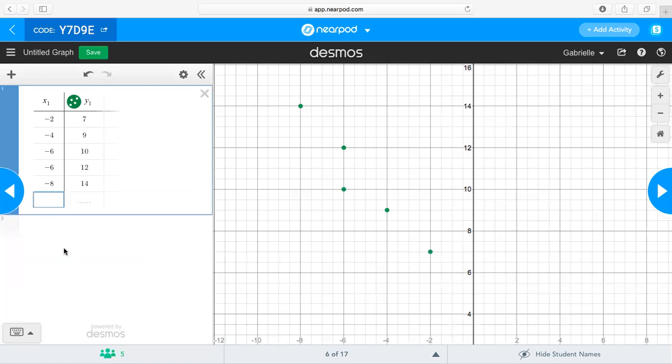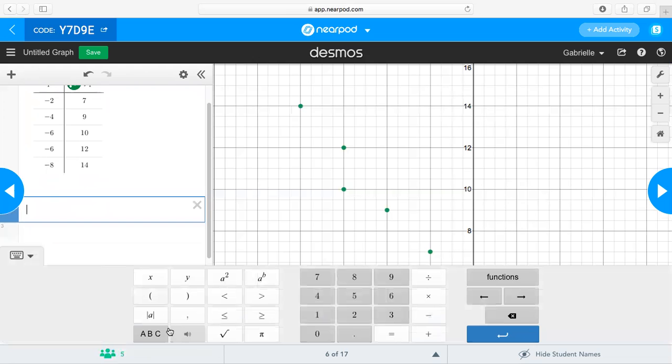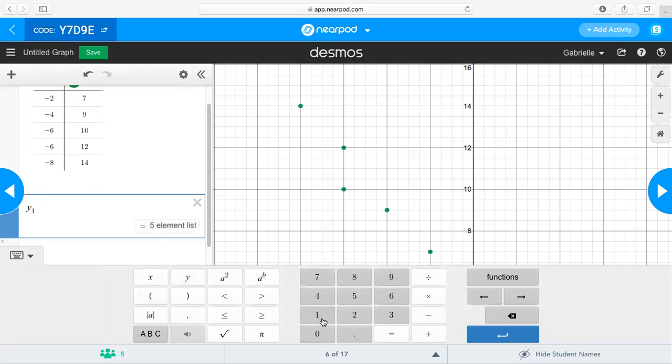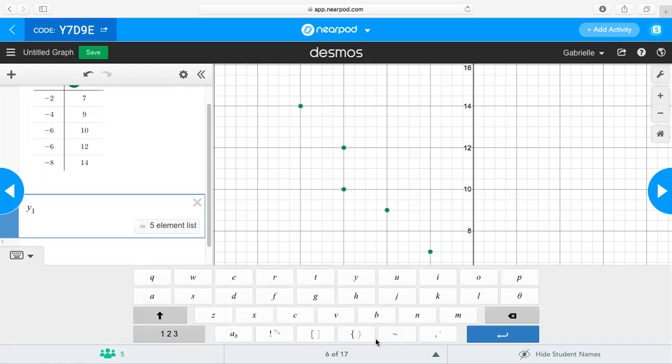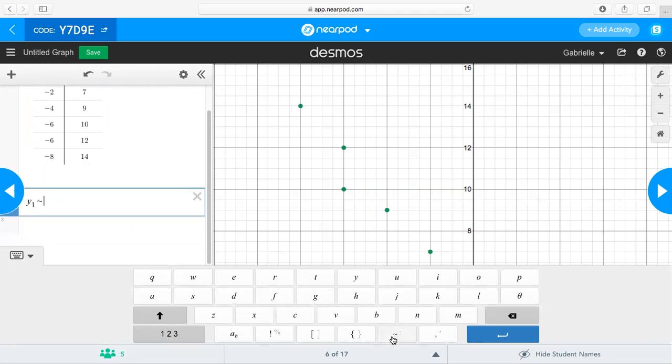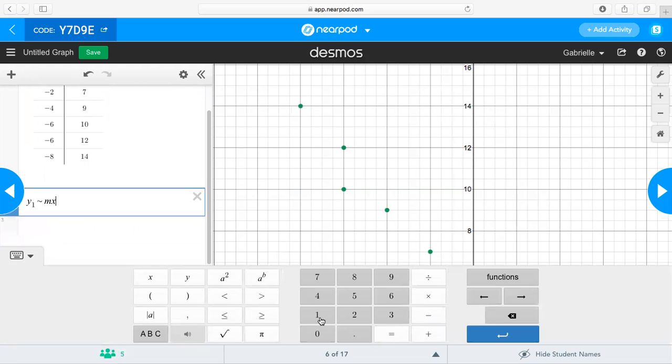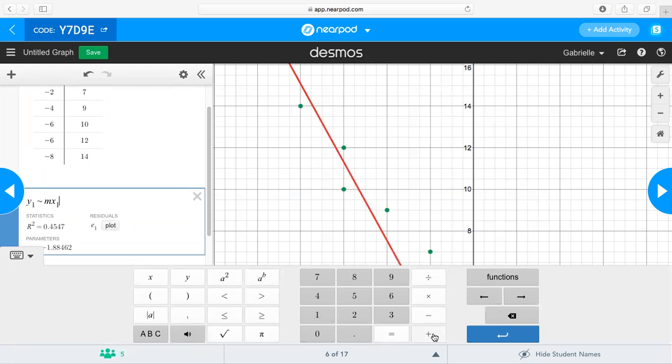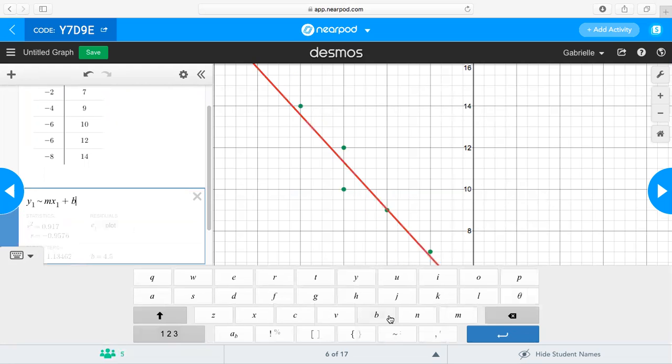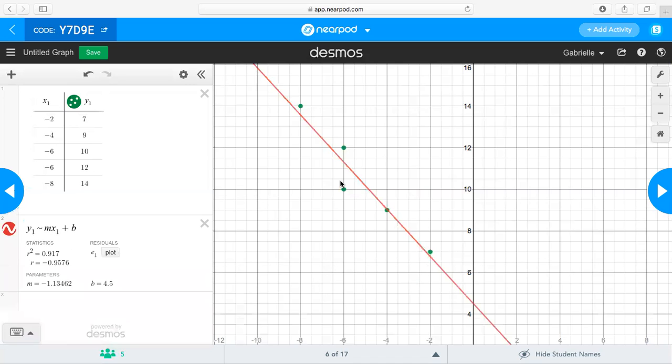So I'm going to bring up my keyboard so that y'all can see it. So y1. And then if I go to ABC over here, I press this squiggle next to the comma, this little squiggle line. y1 squiggle m x1 plus b. I hope so. So if you notice, a line pops up, and this line is the line that best fits my data.